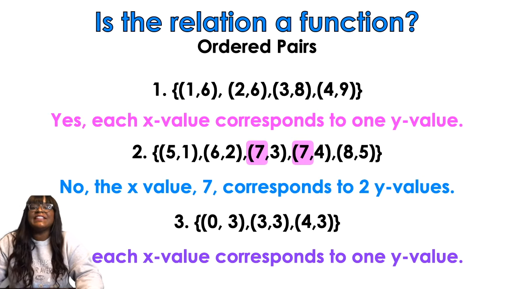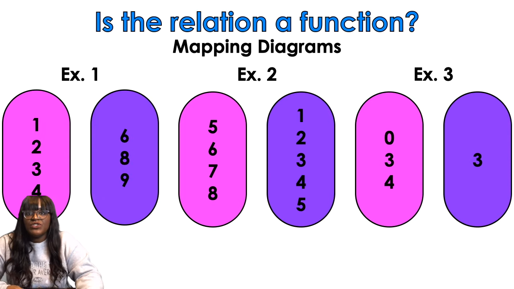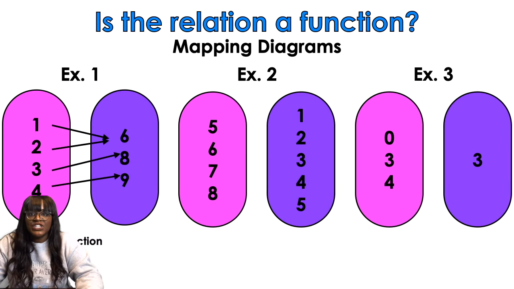Okay, so now we have mapping diagrams. So we're gonna do example number one. When I have my mapping diagrams, I have a 1, I have a 2, I have a 3, I have a 4, and each of them has one arrow pointing to the 6, the 8, and the 9. So is this relation a function? Yes, it is a function.